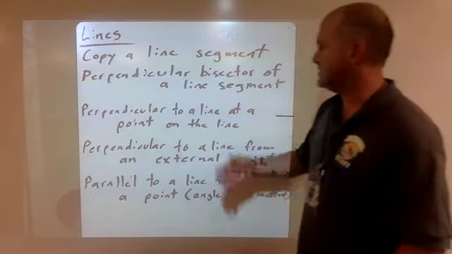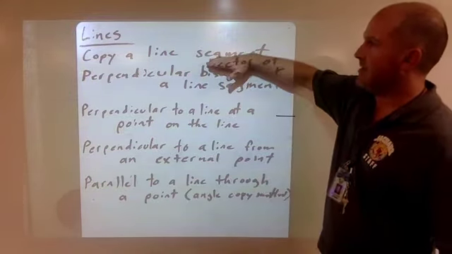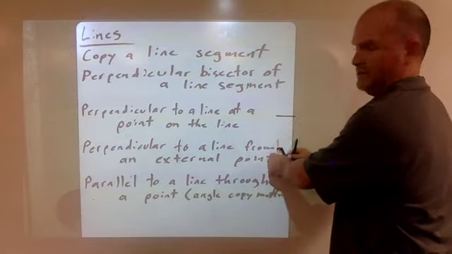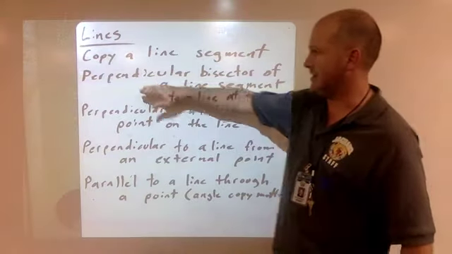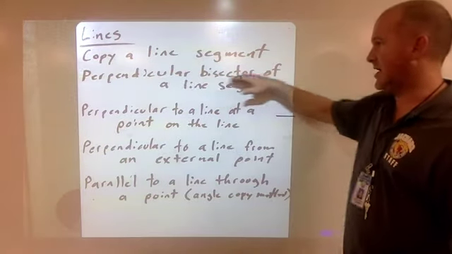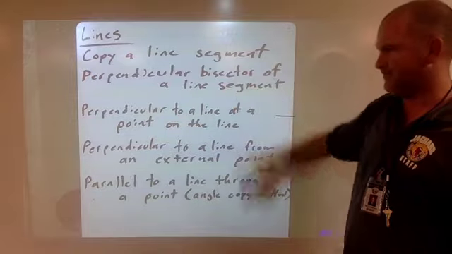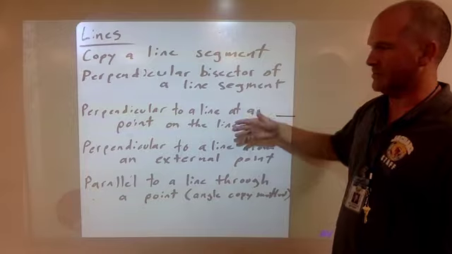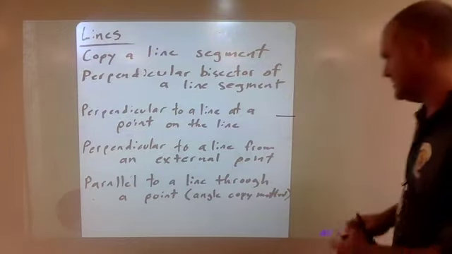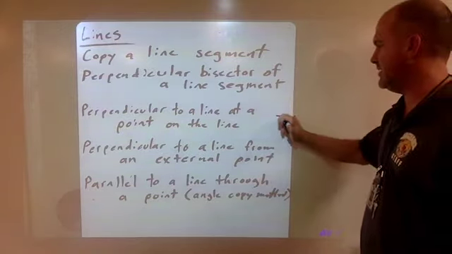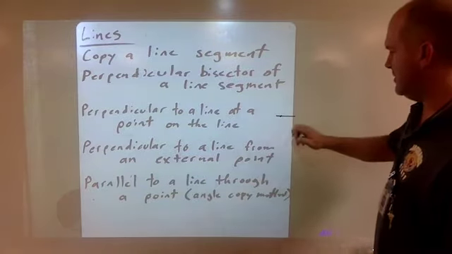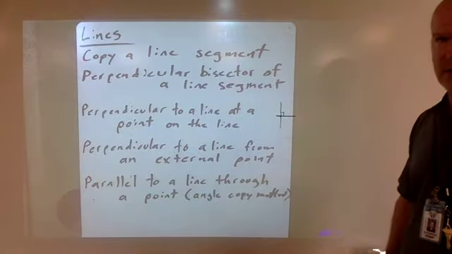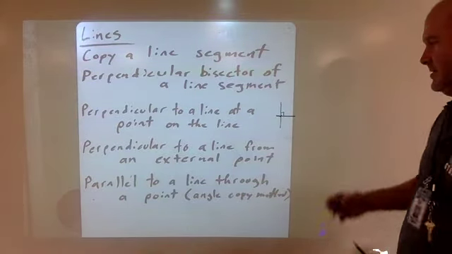All right, so if you go to that Math Open Reference and you click on Copy Line Segment, it'll show you how to make another line segment this exact same length. It'll also show you how to make a perpendicular bisector of a line segment. Perpendicular line to a line that goes through a point on the line. So what does that mean? That means here's your line, here's a random point on the line. You have to draw a perpendicular right through there, so that's exactly a 90-degree angle without a protractor.